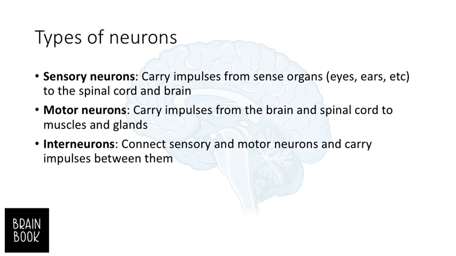And interneurons, they connect sensory and motor neurons and carry impulses between them. As the name suggests, they are the ones in between, and they connect spinal motor and sensory neurons, as well as transferring signals between sensory and motor neurons. Interneurons can also communicate with each other, forming circuits of various complexity. They are multipolar, just like motor neurons.